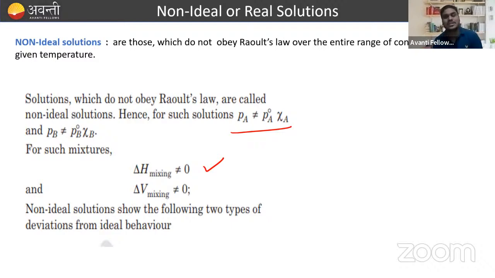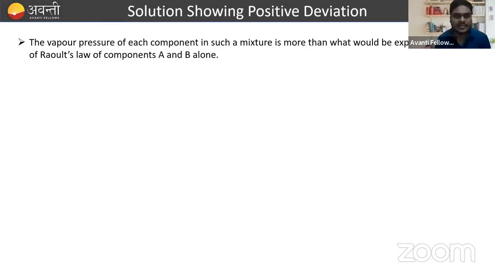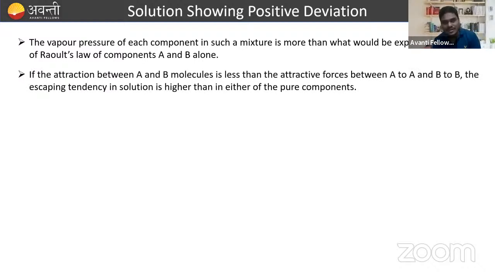If the vapor pressure comes out to be more than what you expected, then it is called positive deviation. If the vapor pressure comes out to be less than what we expected, then it is called negative deviation. So let's see first the solution showing the positive deviation. The vapor pressure of each component in such a mixture is more than what would be expected on the basis of Raoult's law of component A and B alone.